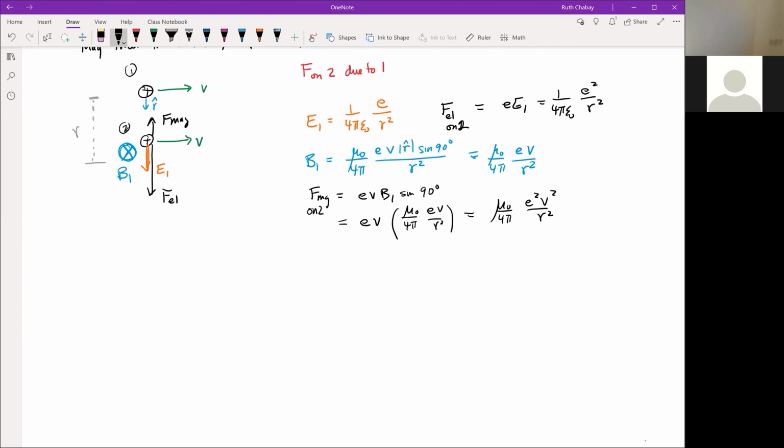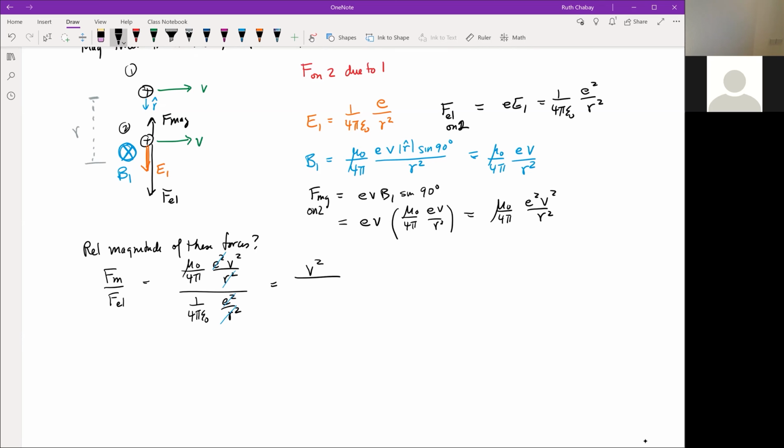Now, what's the relative magnitude of these forces? Which one is bigger? Well, let's just calculate the ratio. So F magnetic over F electric is equal to mu 0 over 4 pi e squared V squared over r squared divided by 1 over 4 pi epsilon 0 e squared over r squared. And if we cancel some things, e squared cancels, the r squared cancels. We get V squared divided by 1 over 4 pi epsilon 0 divided by mu 0 over 4 pi.